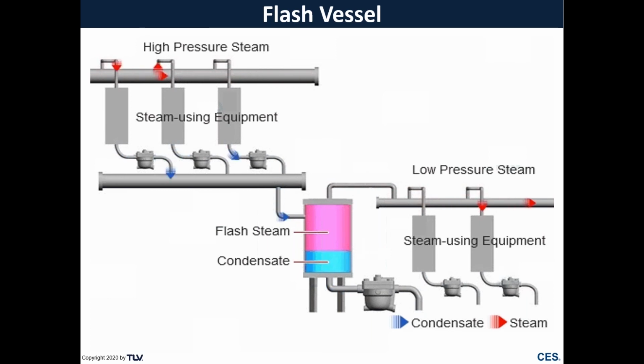Another note that's important to make here, let's say for an example, our high pressure steam line is at 150 psi and our low pressure steam line is at 50 psi. That means that our flash vessel, because it's open to our low pressure header, is also at 50 psi, and our high pressure condensate return line, which is open to our flash tank, is also at 50 psi.